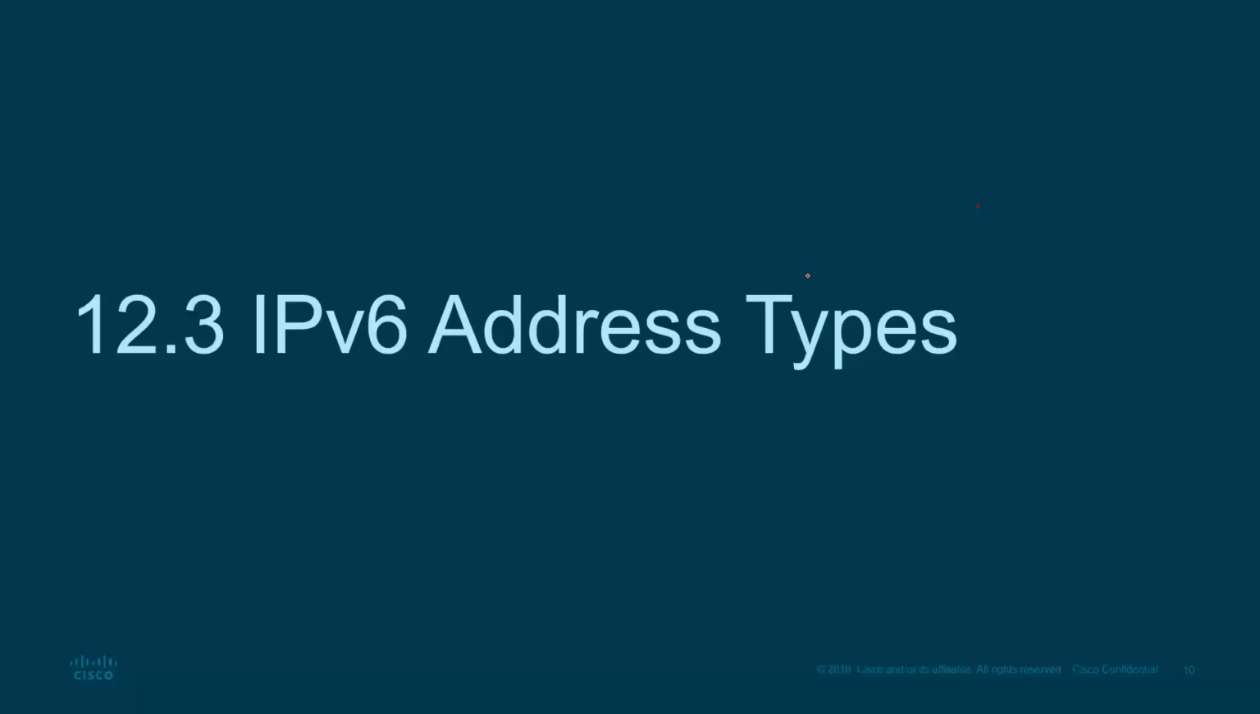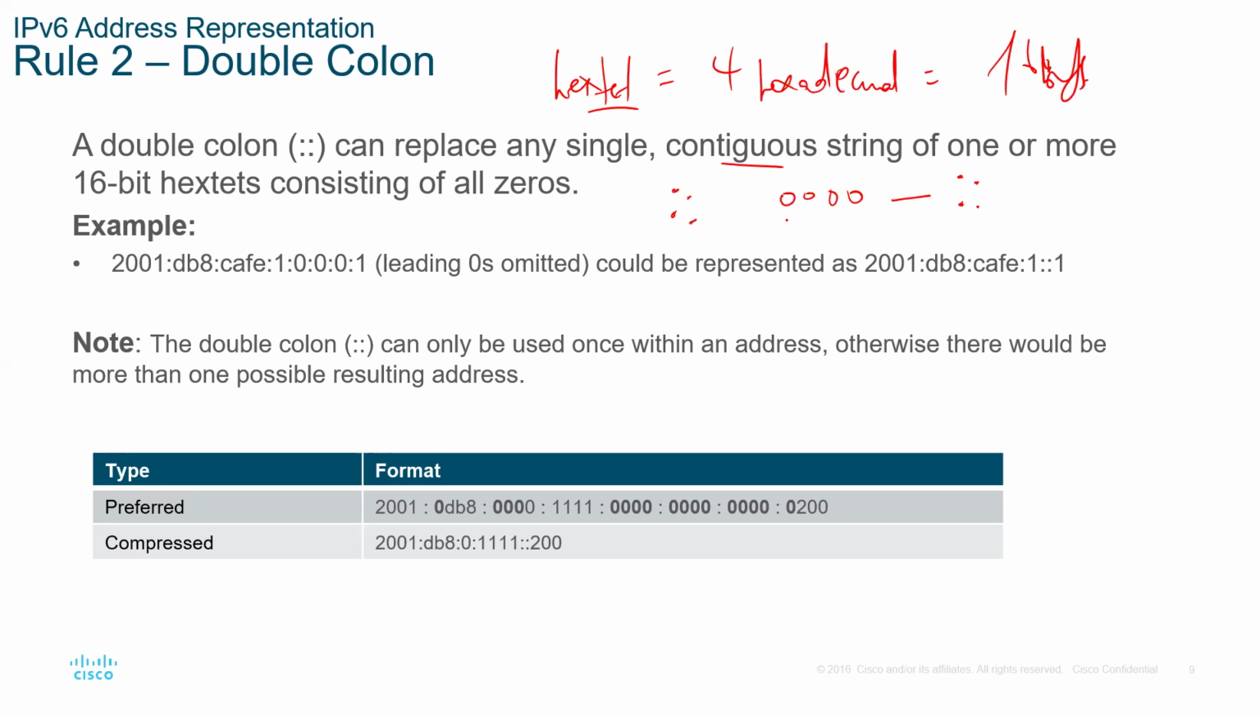For example, you can have 1, 2, 3, 4 and then 1, 2, 3, 4 again. This is a continuous string, and it can be replaced by this. Right. Let's have an example and see exactly what we are talking about.